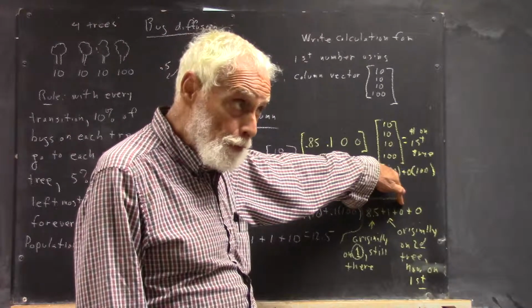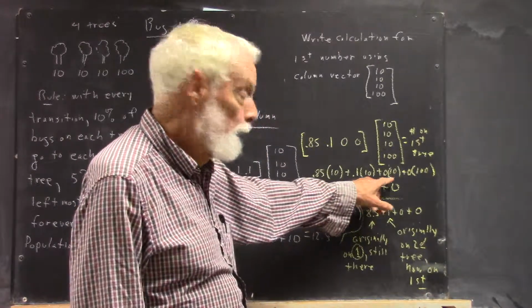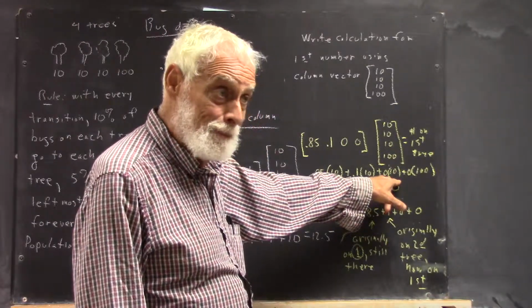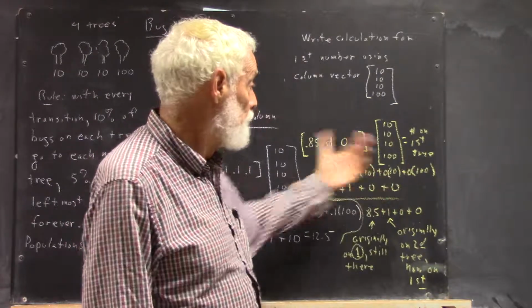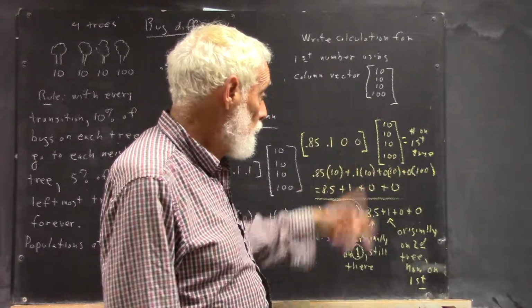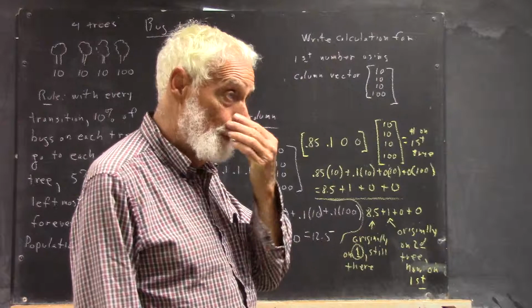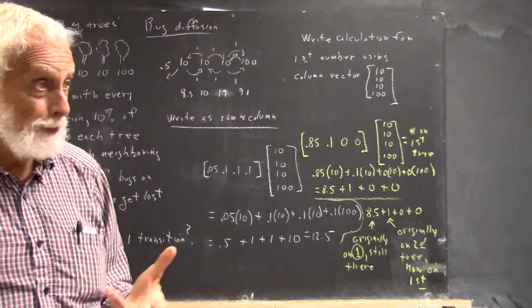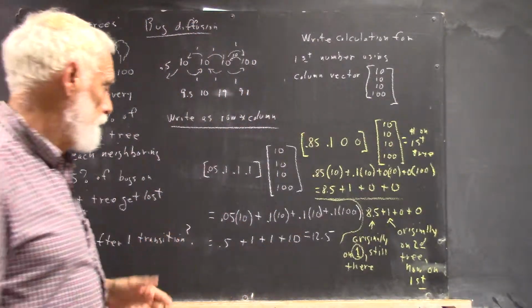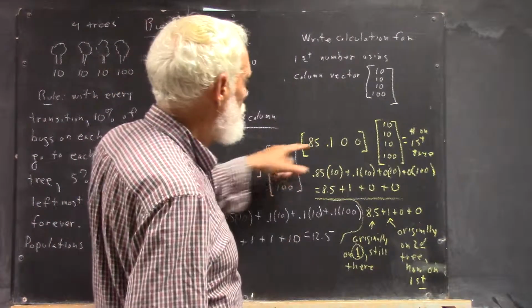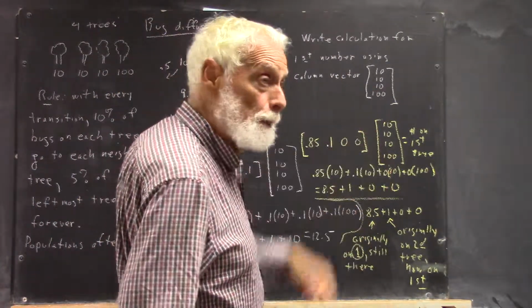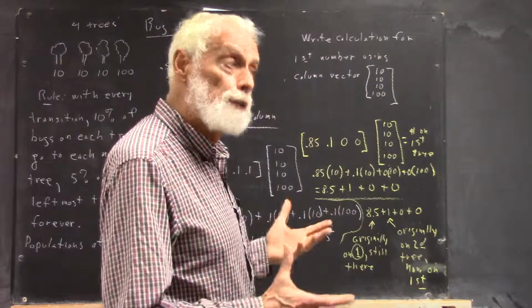No bugs on the third tree, because that's what we get if we do the 0 times 10, right? None of these bugs go to the first tree, none of these bugs go to the first tree. Make sense? Okay, now let's do the row that you would multiply by the population vector to get the bugs in the second tree.